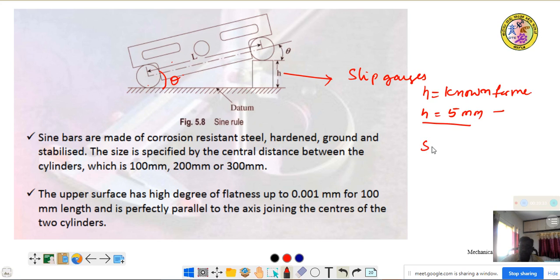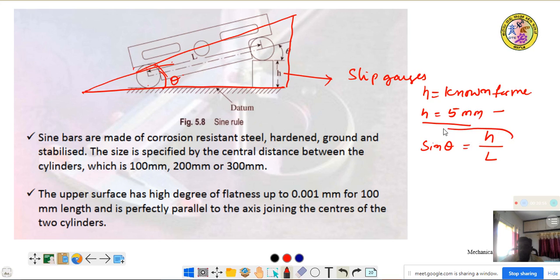So sin theta is obtained how much? How? Sin theta is equal to, if this is the triangle, this is the hypotenuse, this is the opposite side, and this is the adjacent side. And if I want to find out theta, sin theta is equal to h divided by L. So h is the 5 mm, L is the distance from here to here. By using this formula, we are going to calculate theta. Theta is equal to sin inverse of h by L. Like that, we are going to calculate.